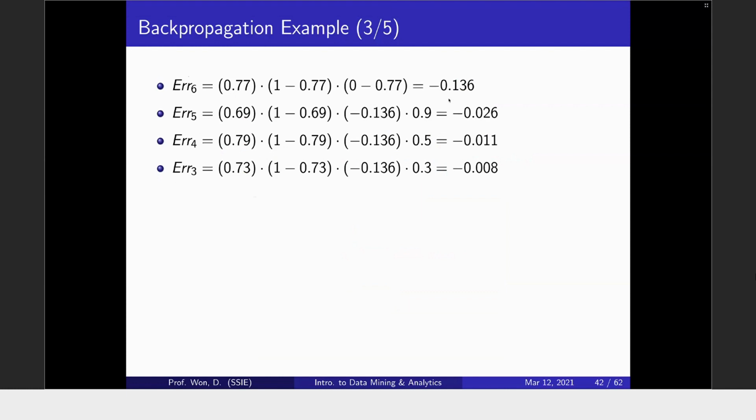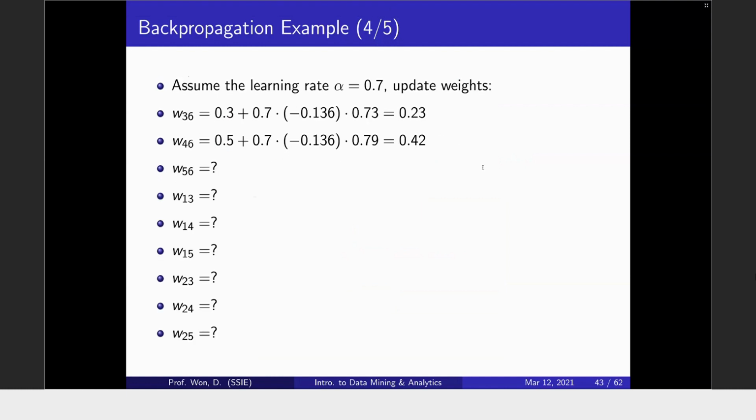0. Error 6, error 5, error 4, and error 3. Okay, we just calculated all these kinds of things. Got it? Okay. Then let's say our learning rate is 0.7. These are some given parameters, so you can keep any number you want, but at this point, let's say we are just using alpha as 0.7.